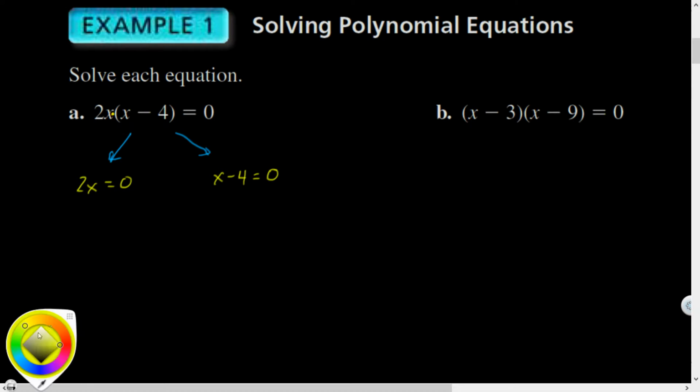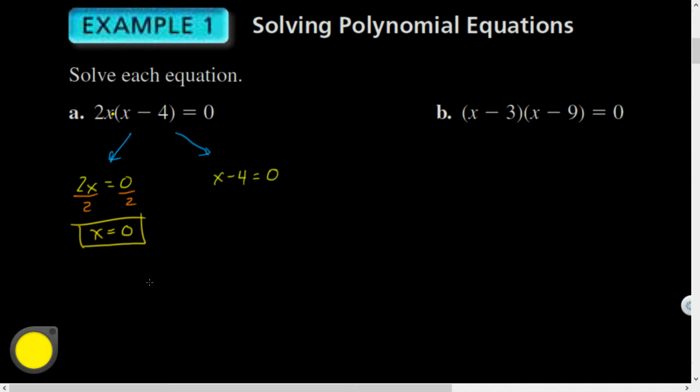So now let's just solve both of these, and that'll be like good old times, solving equations using inverse operations. All right, there we go. So I get x equals 0 as one of the possible solutions, or roots. Roots! Hooray! And the other possible solution, if I add 4 to both sides, is x equals 4.